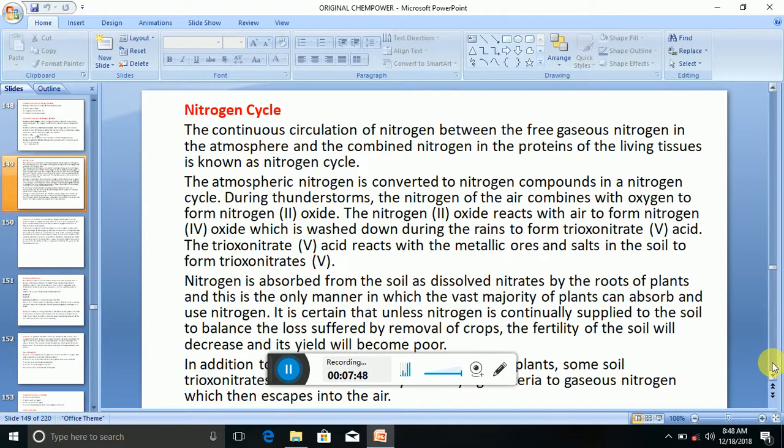Now, in subsequent classes, we are going to be looking at the nitrogen cycle and other things concerning nitrogen.